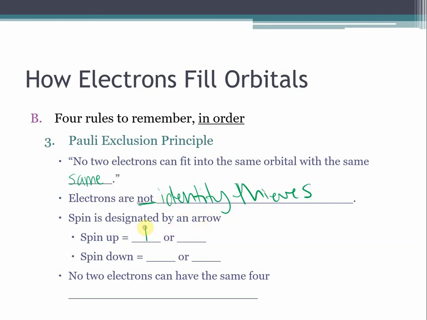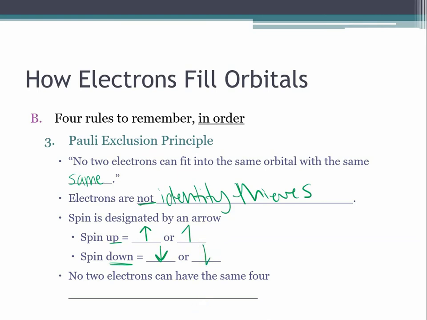You can draw a full arrow like that, or you can draw a half arrow. These both indicate spin up. That is one of your options for spin. The other option, because you only get 2 options, is spin down. And again, you can draw that with a full arrow or with a half arrow.